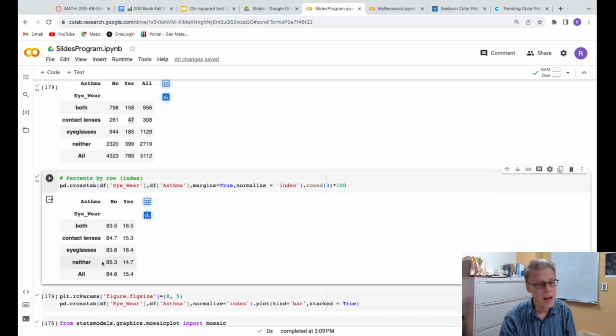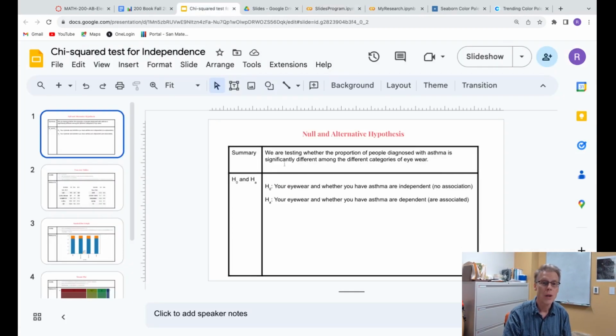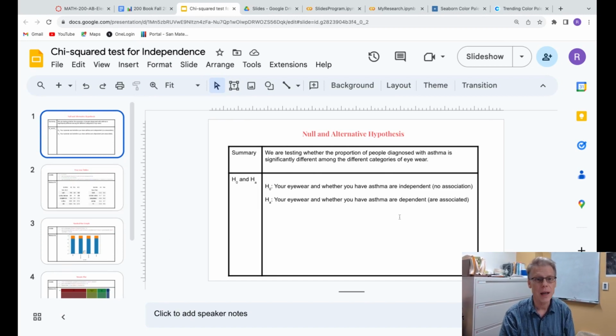But is it different enough to think that the population that this data came from has a difference? Well, that's what we're going to investigate. So the first slide, and you can see there's lots of slides, is laying out the null hypothesis and the alternative hypothesis.